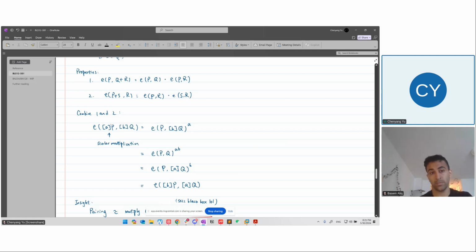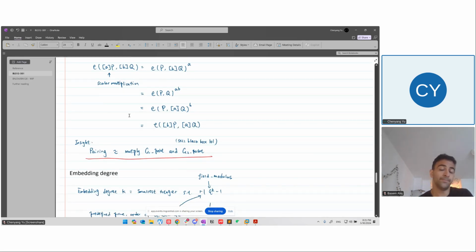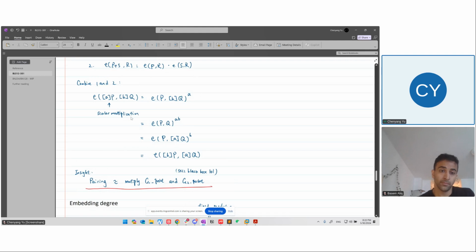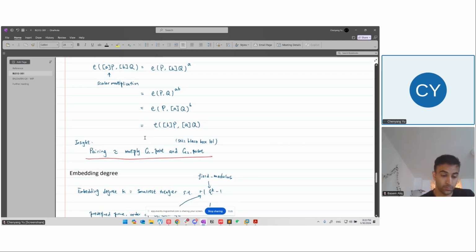So pairing of AP, BQ is the same as BP, AQ. Pretty interesting property here. So the insight here is, why do we define pairing? Because recall that over an elliptic curve over a finite field, we only have one operation, which is addition. So scalar multiplication is just a variation of that.